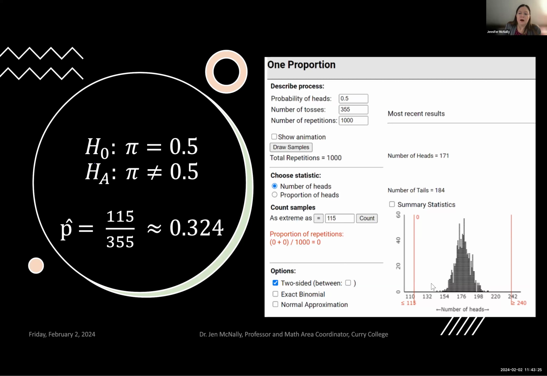And so I always ask my students what they notice and what they wonder. They talk a lot about the shape of our distribution, where the center is. And then you'll see that I've already overlaid as extreme as 115. And I've selected a two-sided test because I'm looking at a two-tailed hypothesis. I'm saying it's either 50% or it's something different from 50%.